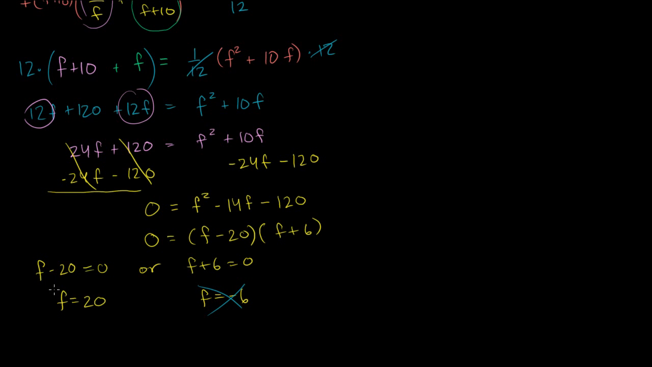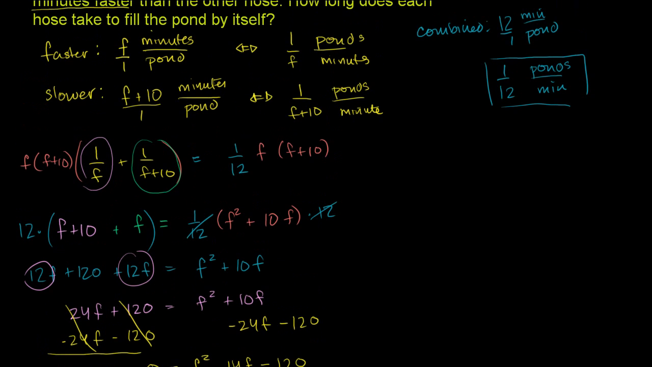So this is how many minutes it takes the fast hose to fill the pond. f is equal to 20. So the faster hose takes 20 minutes per pond. I'll write it here: 20 minutes per pond is the fast hose. And then the slower hose takes 10 minutes more. It's f plus 10, so it takes 30 minutes per pond. And we're done. I don't want to confuse you with this stuff. The faster hose takes 20 minutes. The slower hose takes 30 minutes per pond.